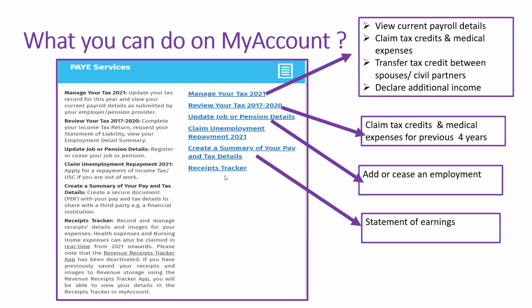The final thing on the screen is a receipts tracker, where while you don't have to submit medical expenses to Revenue when you're claiming for medical expenses, you can just use the tracker to take a photographic copy of any receipts, medical expenses, or things like that you may have. So that is a summary of what is available in My Account and why it's beneficial to register.